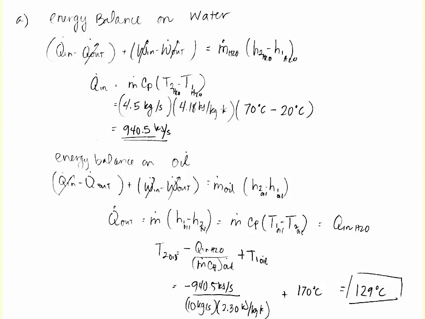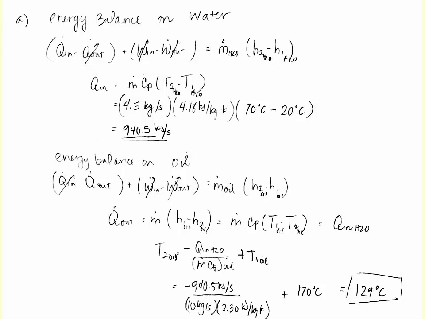And in this case, we're given C sub P, so let's use it. It's equal to m dot C sub P times T2 minus T1. Okay, so we can solve for Q. Q dot in is equal to 4.5 kilograms per second, multiplied by C sub P, which is 4.18 kilojoules per kilogram Kelvin, multiplied by the temperature difference. And do I need to convert it to Kelvin? No, because it's a delta T, right? So 70 degrees Celsius minus 20 degrees Celsius.